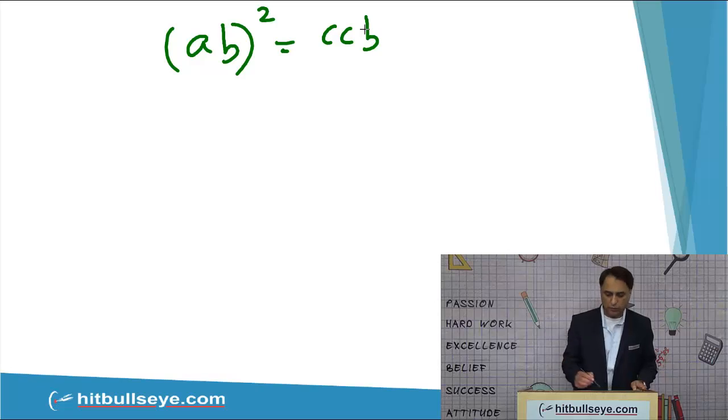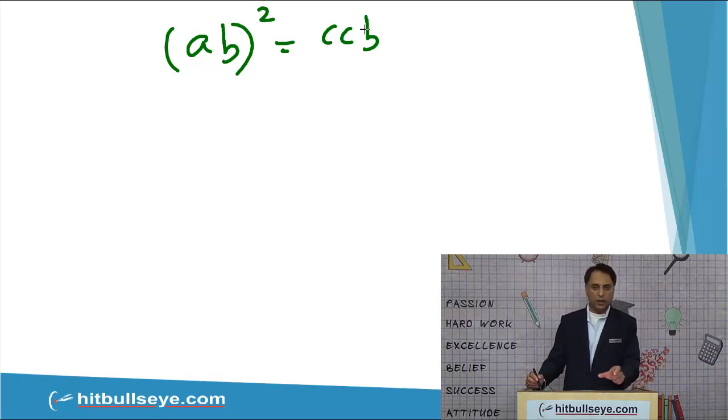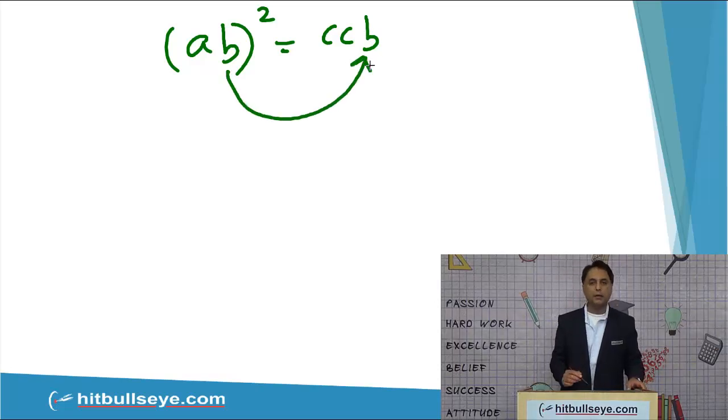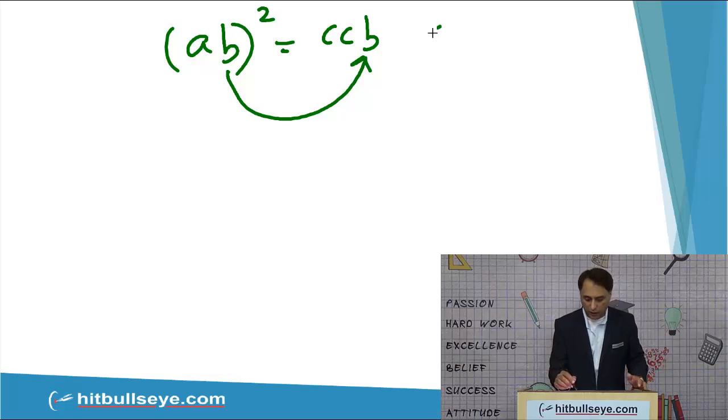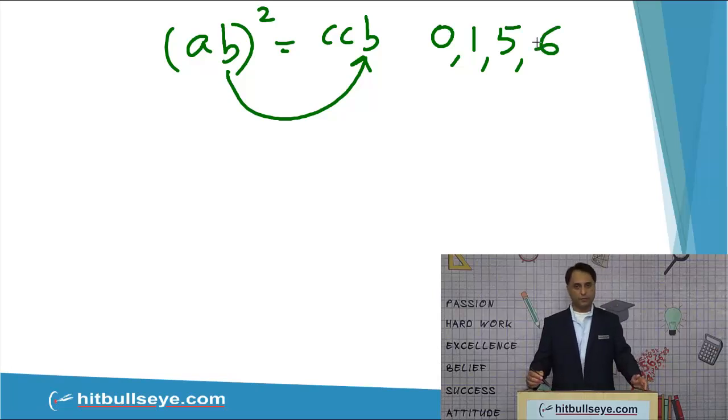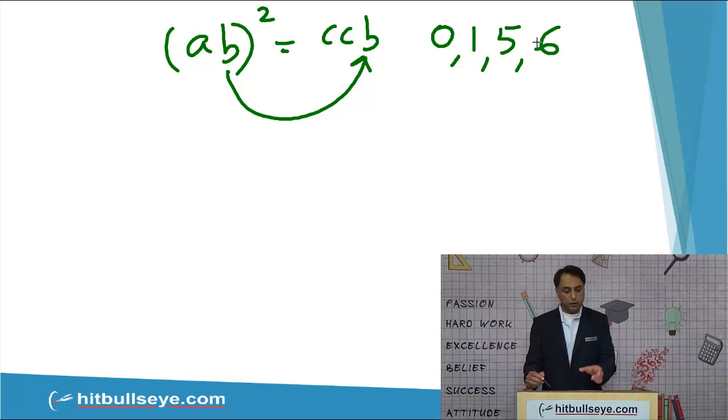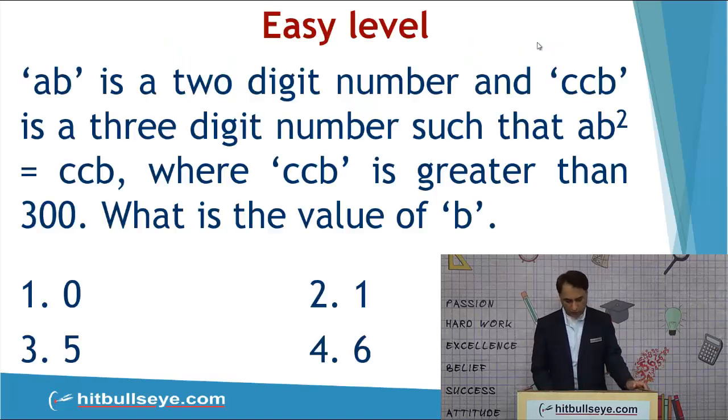is equal to CCB. Now immediately your understanding from this equation should be that B square is ending in B. So which are those digits which when squared will end in the same respective digit? If we look at the 10 digits of the decimal system, the only such digits are 0, 1, 5 and 6. Which means that the value of B should be one of these. Now if you look at the options, they have all these four values, 0, 1, 5 and 6, which means that step number 2 is required.